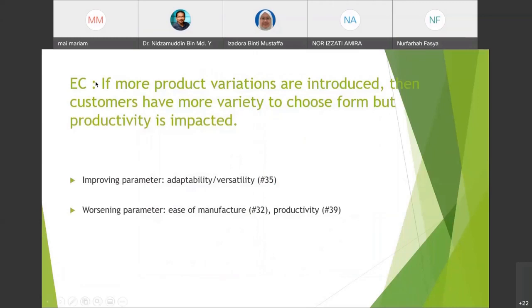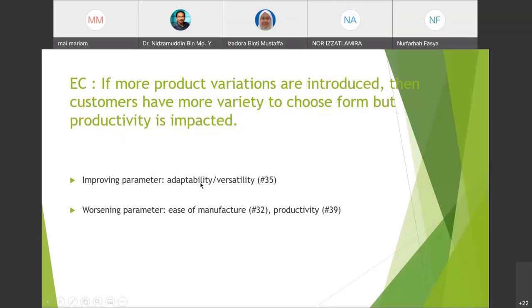So this is just now the EC. If more product variations are introduced, then customers have more variety to choose from. So from the 39 parameters, you can use adaptability and versatility. It's the same meaning, more variety.